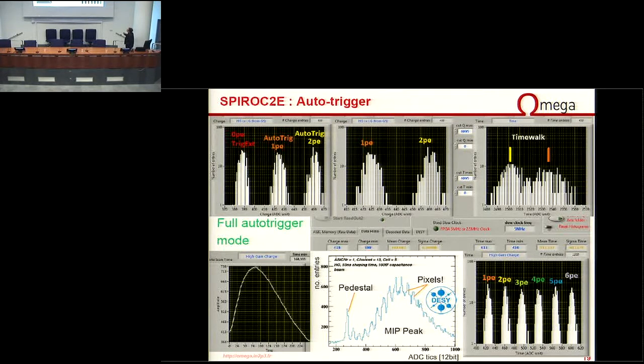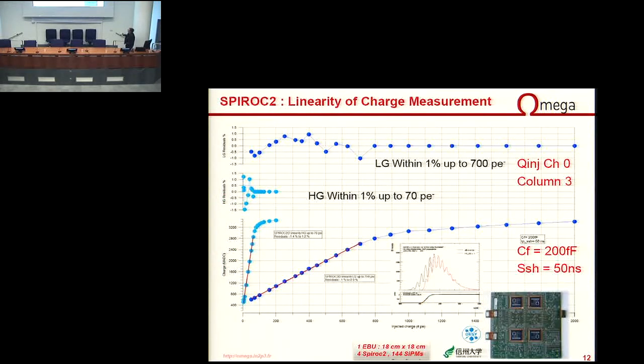The funny thing is when you are injecting every time at the same position, you can even see the time walk from one photoelectron to two photoelectrons on the time measurement. Concerning the linearity of the chip, the setting was not set to the nominal one foreseen for the ILC. So on the low gain here, you would say, hey, we don't reach a 2,000 photoelectron dynamic range where it's supposed to be linear. Yes, this is true, because this is not the nominal gain.